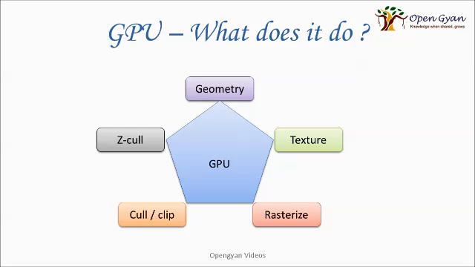Culling or clipping is the task of removing the frames that are outside the field of vision. For example, an enemy soldier lurking around the corner in a game is being culled or clipped. Z-cull is removing the hidden surfaces. It is that of not showing the hidden item that is behind the wall. So all these things are being done by the GPU.